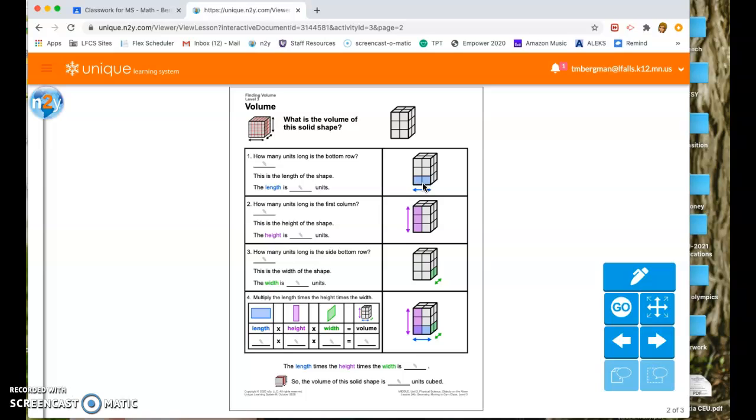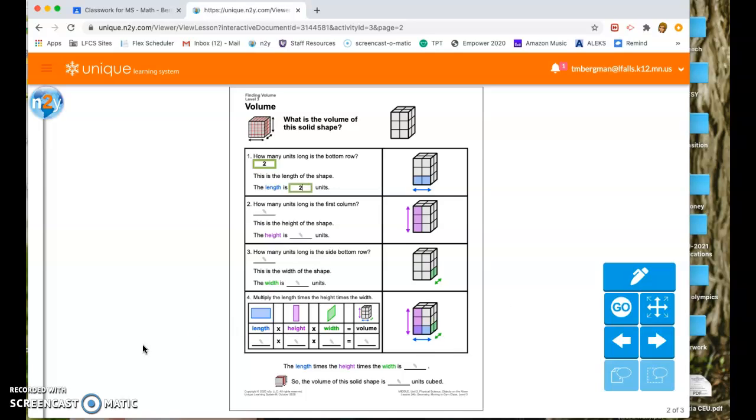So how many units long is the bottom row? It's telling us it's blue. So how many? The length is 2. And then we're putting it here because eventually we're going to take this number that's color coded and we're going to put it down here. Okay, so work nice and slowly. Follow the colors and put your numbers in, and then this won't be quite as overwhelming for you.